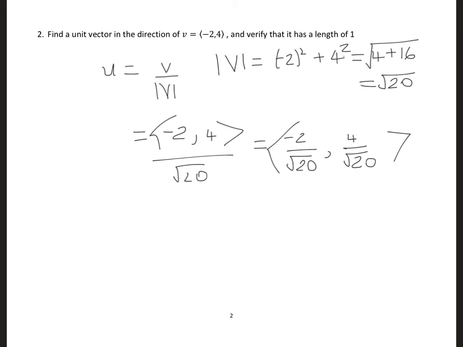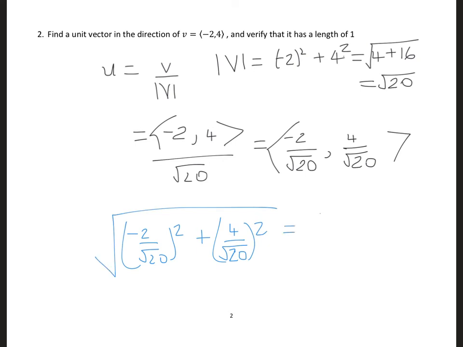And then let's find whether this has a magnitude of 1. We just verify. So this is going to be negative 2 over the square root of 20 squared plus 4 over the square root of 20 squared. Get the square root of that, which is equal to the square root of 4 over 20 plus 16 over 20, which is equal to 1. So it has a magnitude of 1. So that's how to find the unit vector.